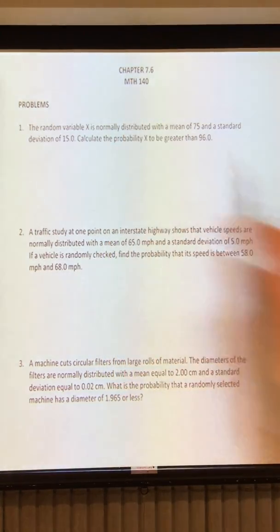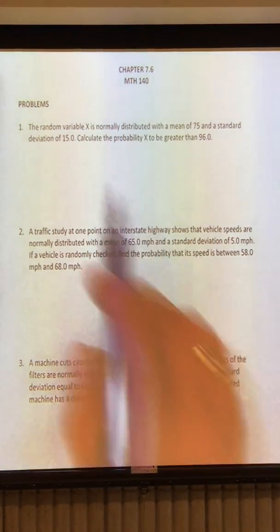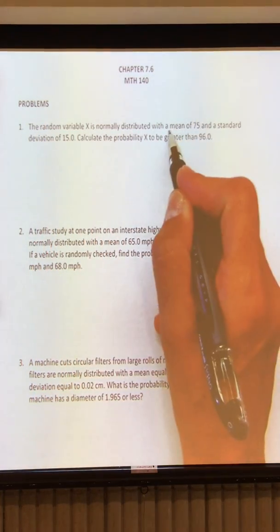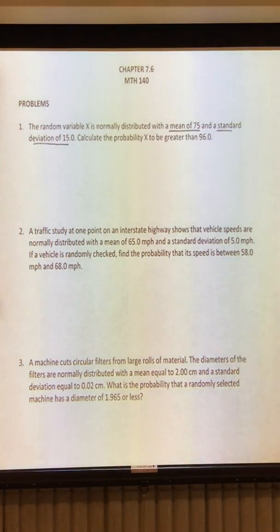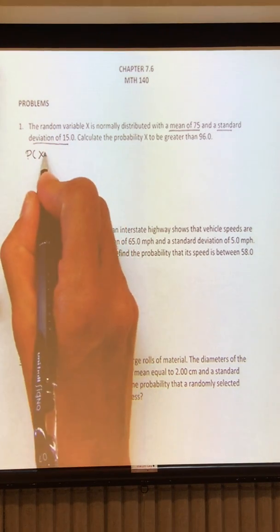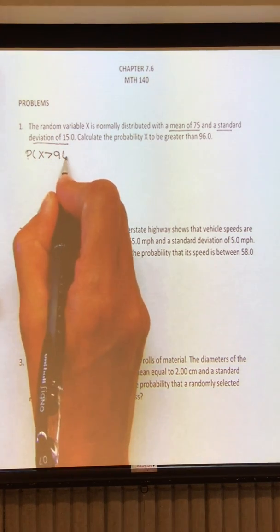Let us begin Chapter 7, Section 6. Problem number 1. The random variable x is normally distributed with a mean of 75 and a standard deviation of 15. Calculate the probability that x to be greater than 96.